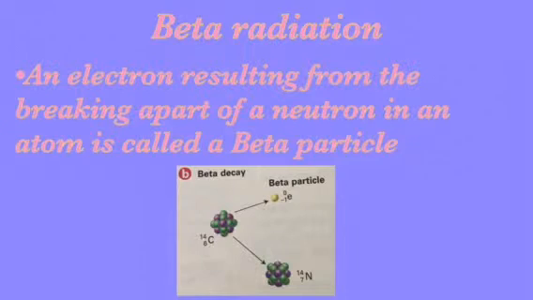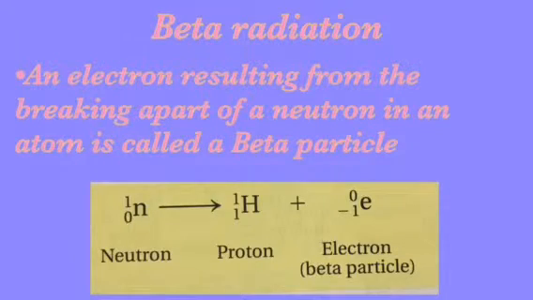With beta particles, the neutron breaks apart into a proton, which remains in the nucleus, and a fast-moving electron, which is released. The symbol for the electron has a subscript of -1, where the atomic number would be written, and this represents the electron's negative charge.